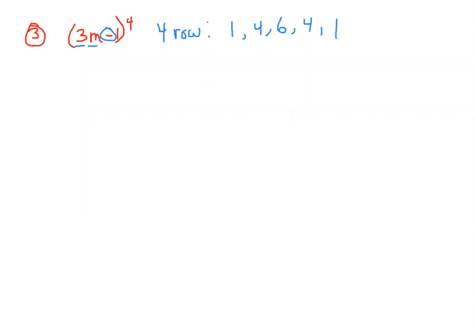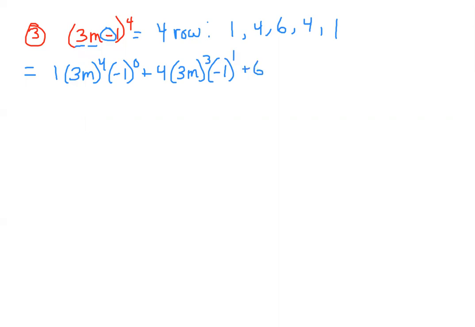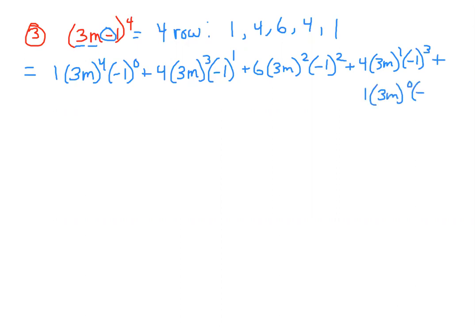And we're going to say this equals 1 times 3m to the 4th times negative 1 to the 0, and we have 4 times 3m cubed and negative 1 to the 1, plus 6 times 3m squared times negative 1 squared, plus 4 times 3m to the 1, negative 1 cubed, plus 1 times 3m to the 0, negative 1 to the 4th. So now let's simplify this.